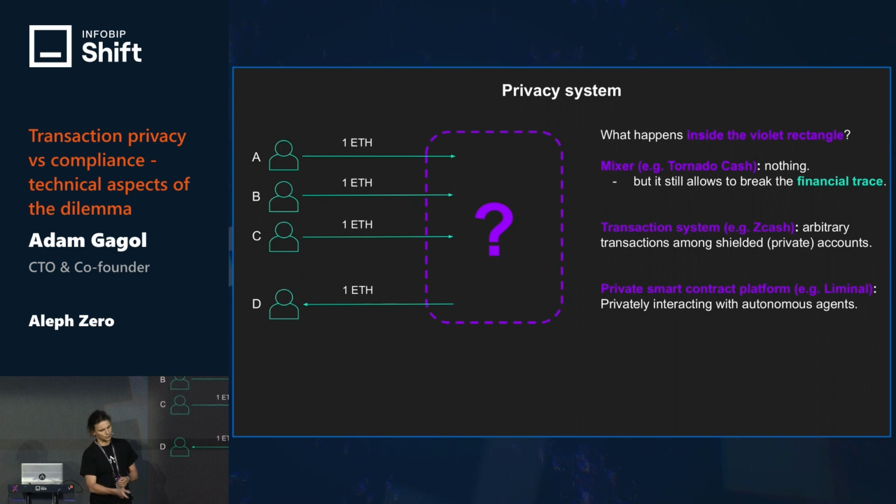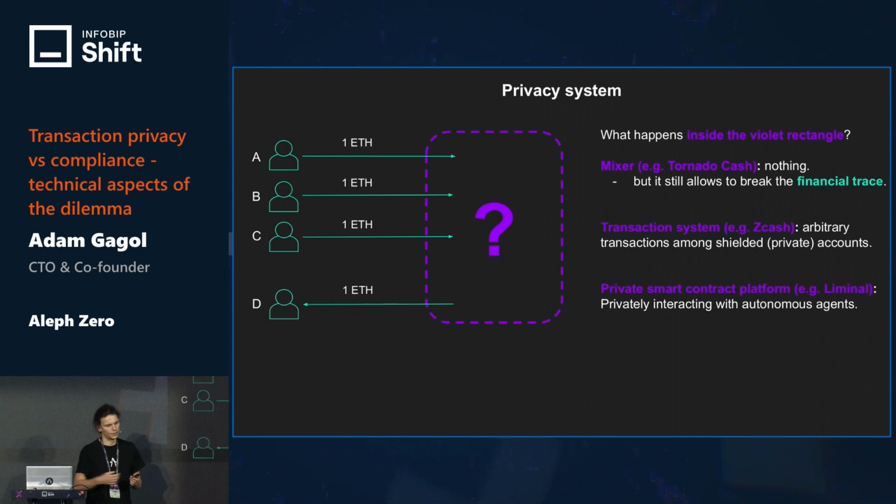For example, in this picture on the left, no one will know who D is. There have been three users putting 1 ether into the privacy system, into the mixer, and one user getting it out. It could be any of them, even though nothing happened inside. The only actions allowed are putting something in and taking something out, and that's already enough to break the financial trace. Then the next level are transaction systems, like Zcash.